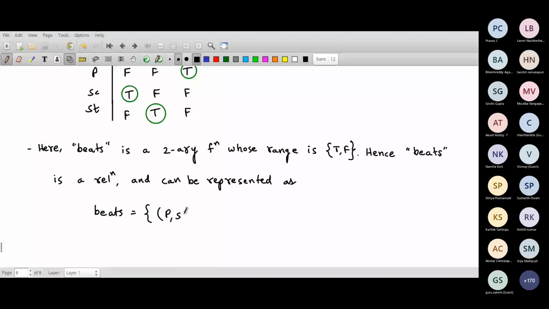Paper, stone; scissors, paper; and stone, scissors. That's it. The remaining 6 pairs, they are false. So if they are not put in this list, it is understood that they are false. Only those pairs which are put in this list, it is understood that they are true, and that means they satisfy this relation. Okay. So that is a simple way of capturing a relation.